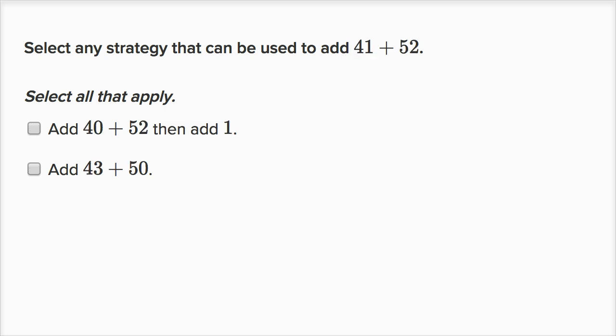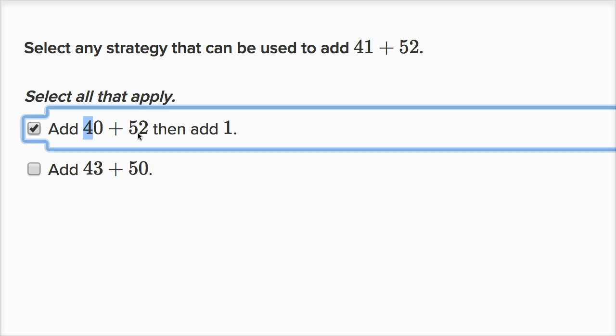Let's do one more. Select any strategy that can be used to add 41 to 52. So select all that apply. Add 40 plus 52, then add 1. So let's see, 41 plus 52. Yeah, so 40, we've taken the 1 out of the 41, so we're going to have to deal with it later. 52 hasn't changed. So yeah, 41 plus 52 is the same thing as 40 plus 52 plus 1. We're just adding this 1 later. And the reason why that might be easier is you can just think in terms of the tens place first. 40 plus 52 is 92. Then you add 1 is 93.